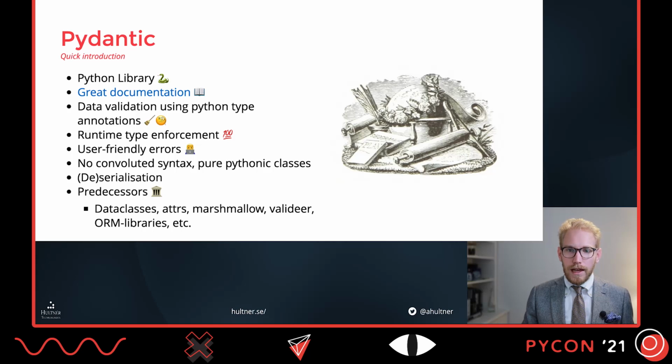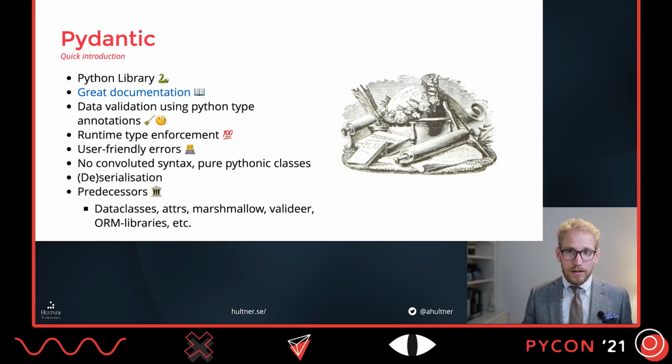You have very user-friendly errors. There's no special syntax. It's just pure Pythonic classes, nothing strange. We have built-in deserialization and serialization of classes, and it even supports nested structures. There are some predecessors like data classes, Attrs, Marshmallow, Valideer, and ORM libraries, and those could be good to look at. What makes Pydantic stand out is that it's just using the standard type annotations.